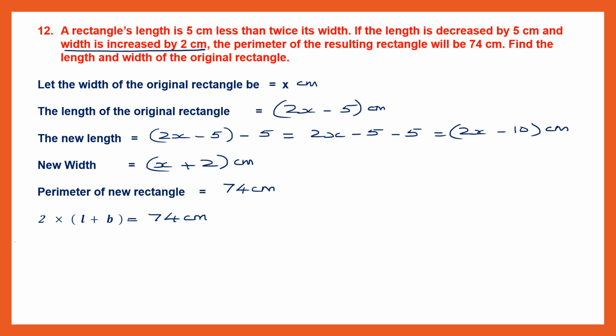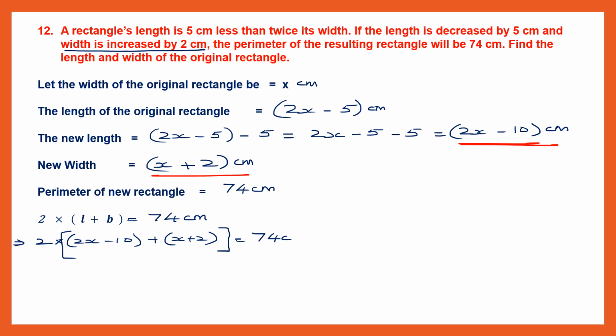So let's do that. It means 2 into length. The new length is here, 2x minus 10. So let's write that: 2x minus 10 plus the breadth. And how much is the breadth or the width? x plus 2. We're going to put it within brackets, and then all this is equal to 74 centimeters.